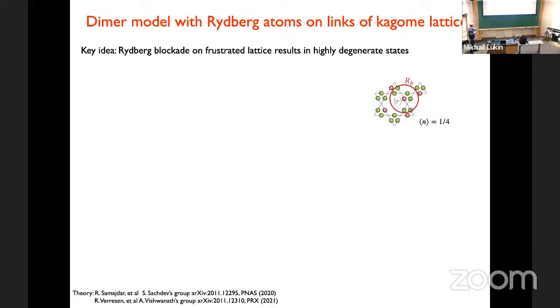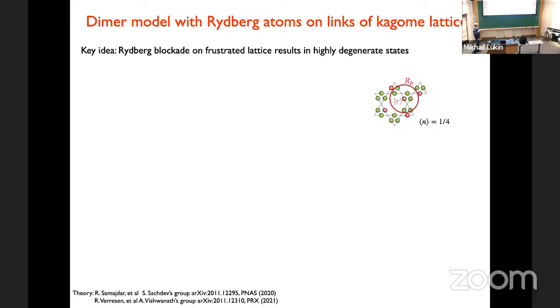We were guided very much by theoretical work by Subir's group and by Ashwin's group. The idea is the following. Let's place the atoms in this funny lattice. These atoms are placed here on links of the so-called Kagome lattice. And let's adjust the Rydberg blockade such that one atom will block 6 of its nearest neighbors, like shown here.